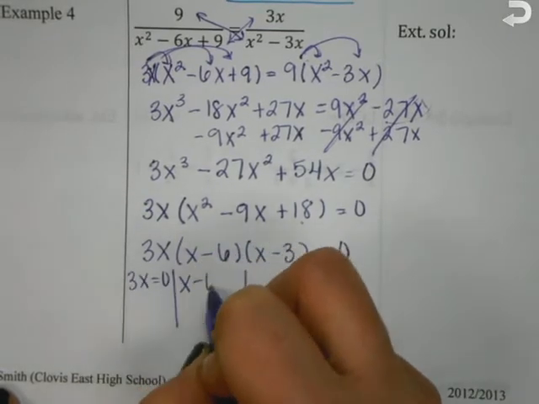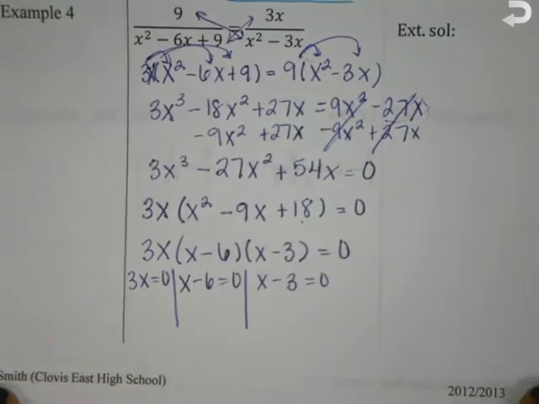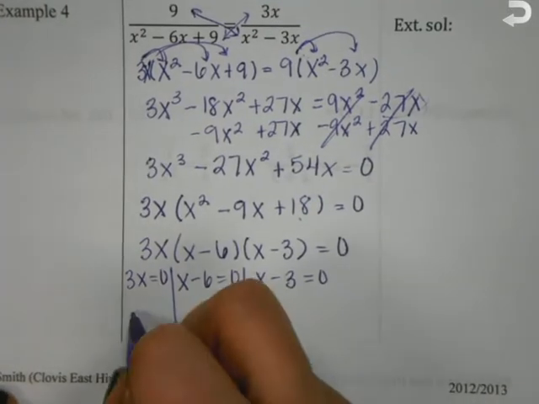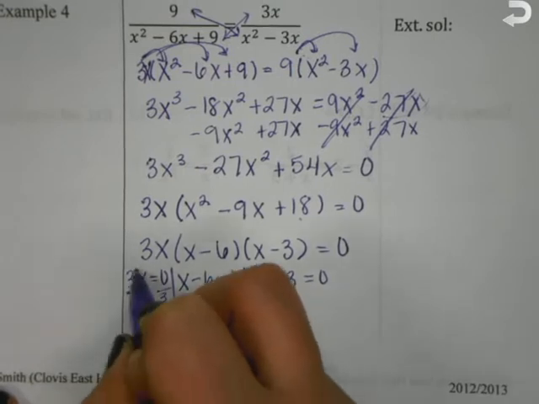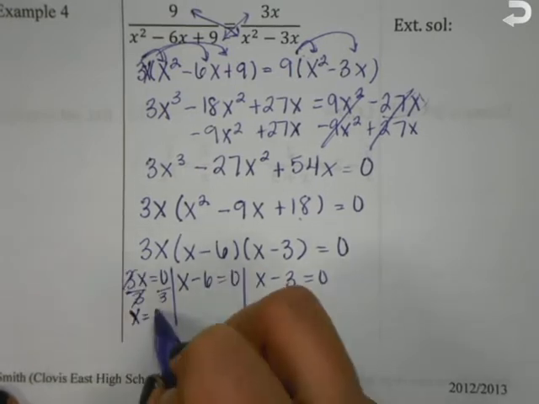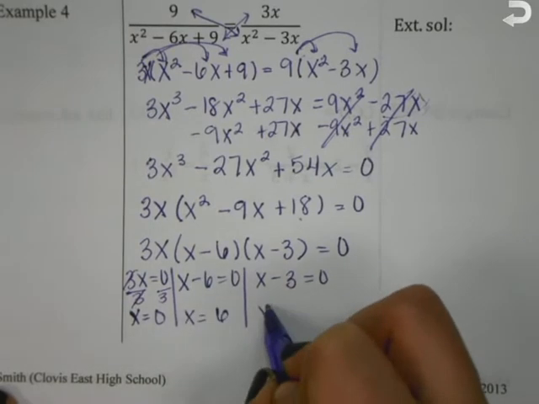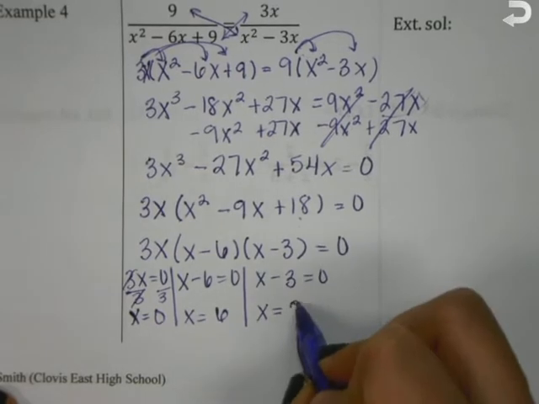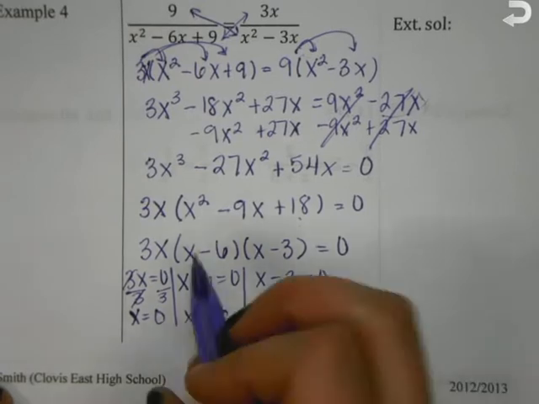If 3x equals 0, what does x have to be? Divide by 3, that gives me 0. X minus 6 equals 0, so x is equal to positive 6. And x minus 3 equals 0 gives me x equals 3. You add 6, add 3. Okay, so I have 3 answers. X equals 0, 6, and 3.